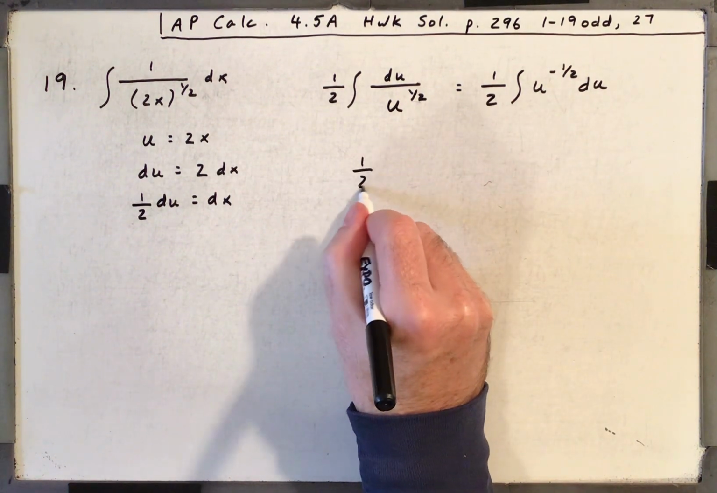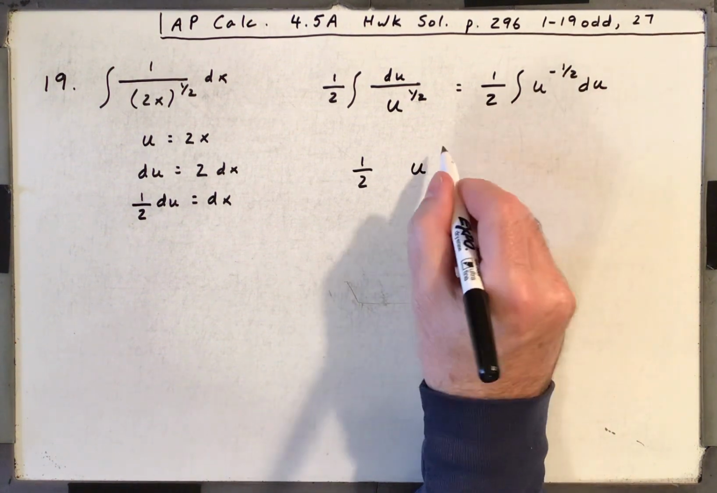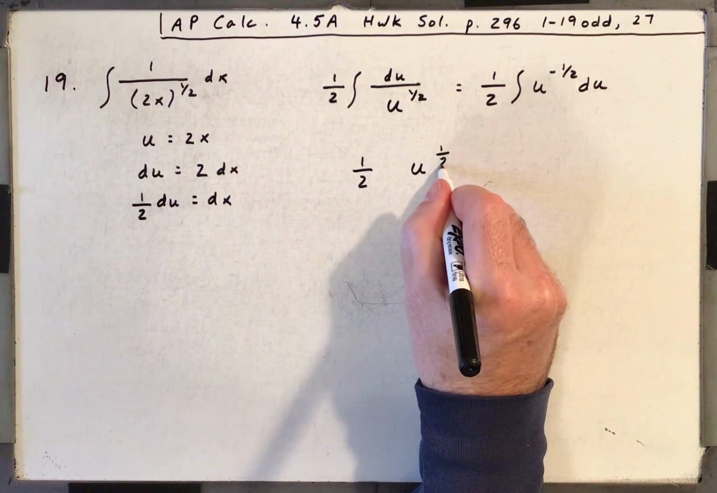Now we can integrate. Now I'm just going to drop down that 1/2 so I don't forget it. I'm integrating u to the minus 1/2. Add 1, and I'd have positive 1/2.